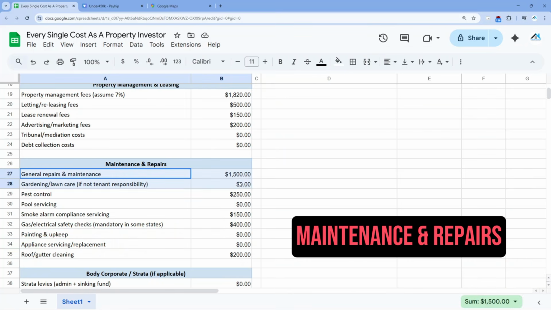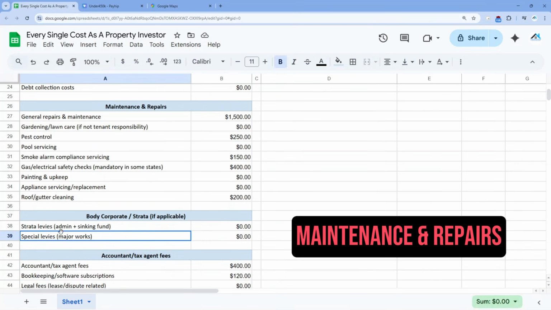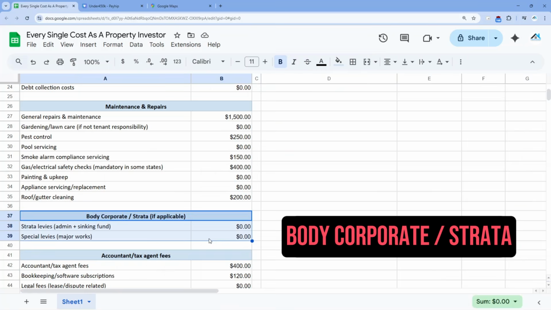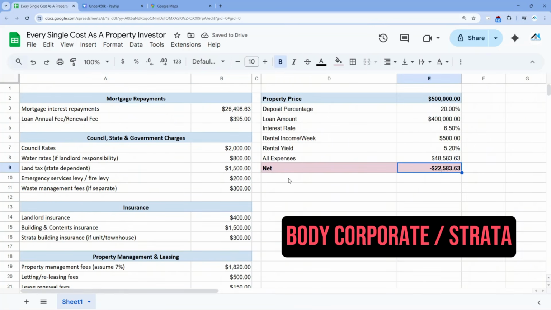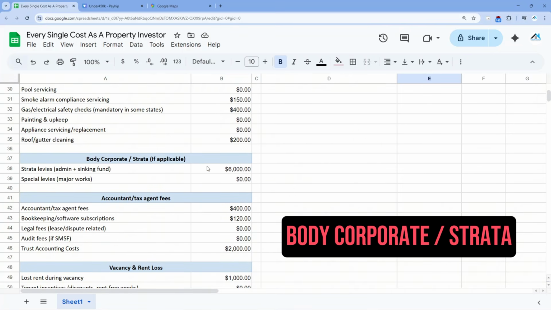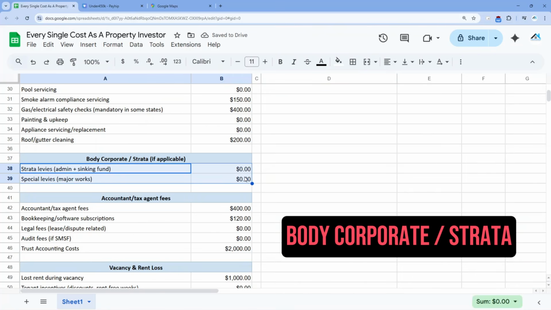This is why I have the general repairs and maintenance. And I've already mentioned the roof, gutter, and cleaning. Now, if you buy an apartment or a townhouse with many complexes or many blocks, you will end up having body corporate or strata. And this once again can be extremely costly. So if you do have an apartment, you really need to factor this in because it can really blow out. I've seen some extremely high strata bills, which can really affect your net income after that point, right? So really understand what you're getting yourself into if you buy an apartment or a townhouse with many blocks in them.